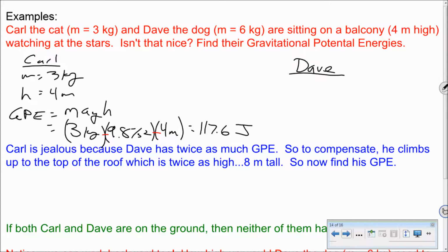All right, so what's going to happen? Dave's got twice the mass. What's going to happen to his GPE, guys? If you double the mass, you're going to double the GPE, right? So I'm just going to double it. 235.2. Oh, not newtons though, sorry. Joules.